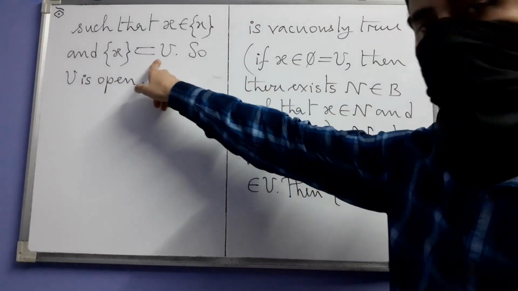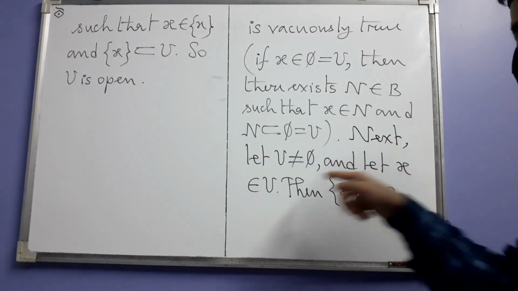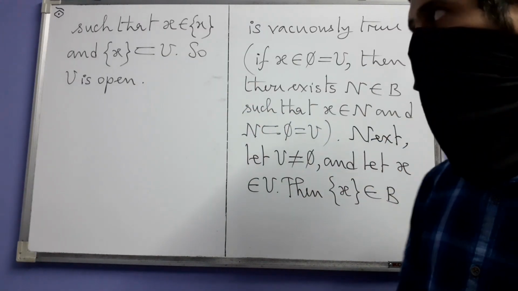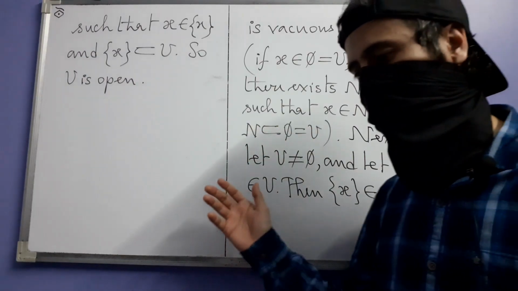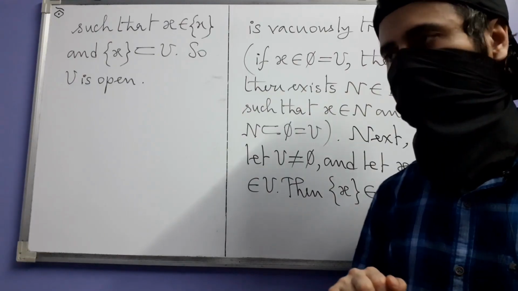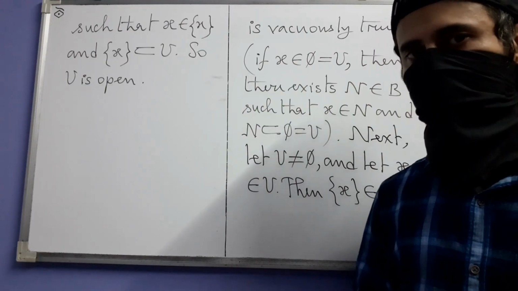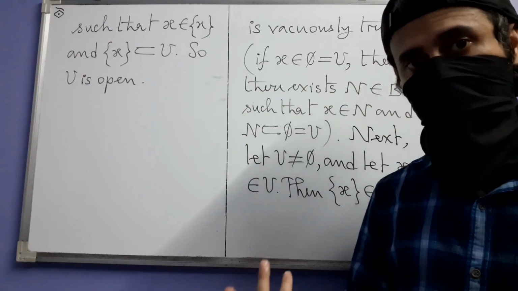Why is this containment true? Because X is an element of U after all. So that way, in this case also U is open. So we see that just about any subset U of X is open. So every subset is open, that means the topology is the discrete topology.